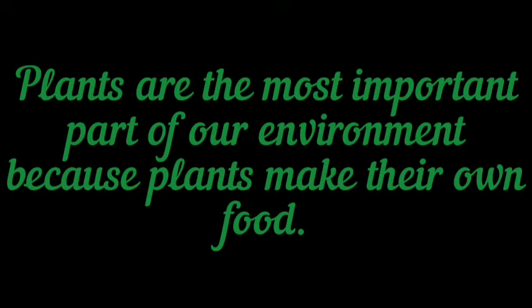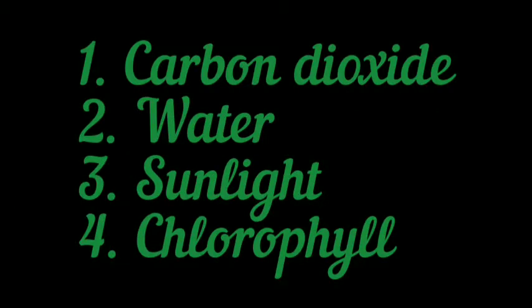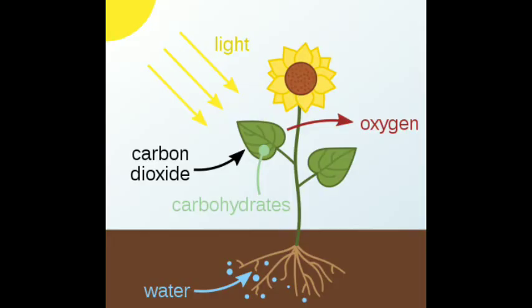Children, plants are the most important part of our environment because plants make their own food. Things required by the plants to make their own food are carbon dioxide, water, sunlight, and chlorophyll.